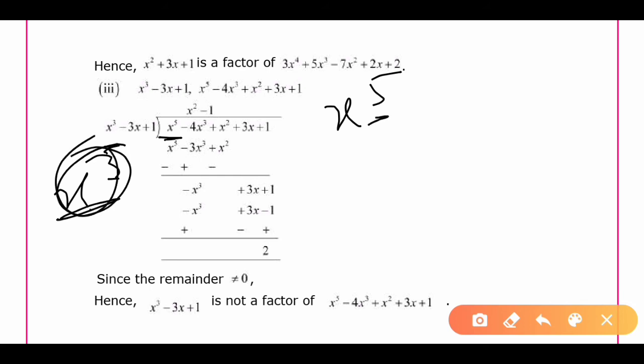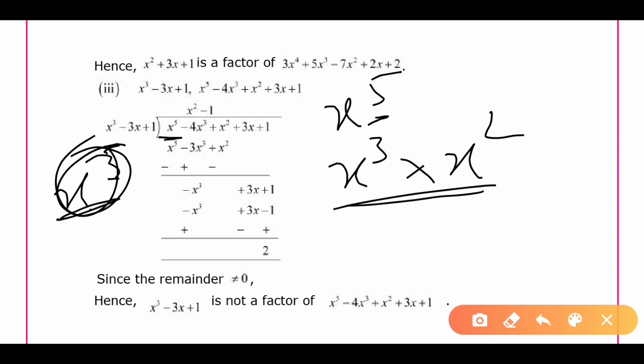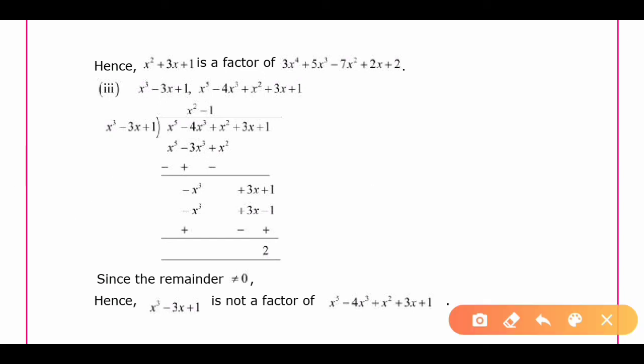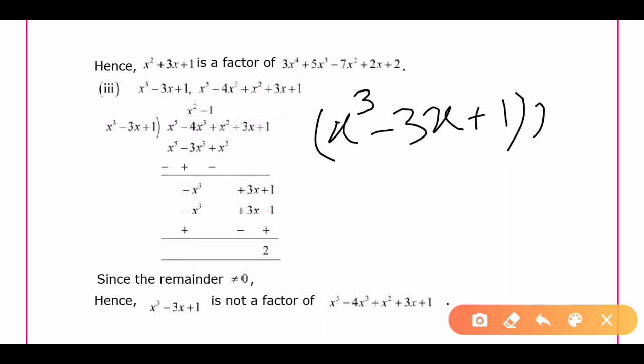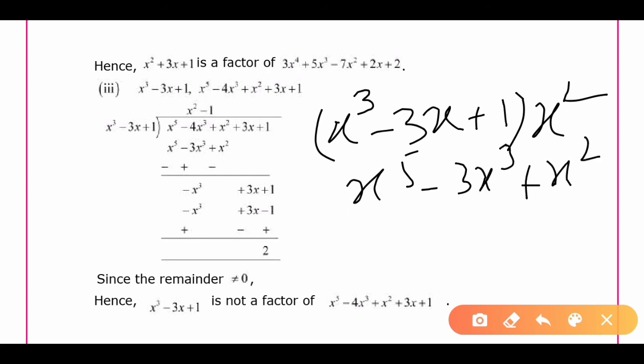So for getting the 5, we will multiply this quantity by x square. Okay, after multiplying we'll get, you can see, x cube minus 3x plus 1 will be multiplied by x square. So we'll get x raised to power 5 minus 3x cube plus x square. Clear? So after multiplying we'll replace it here.